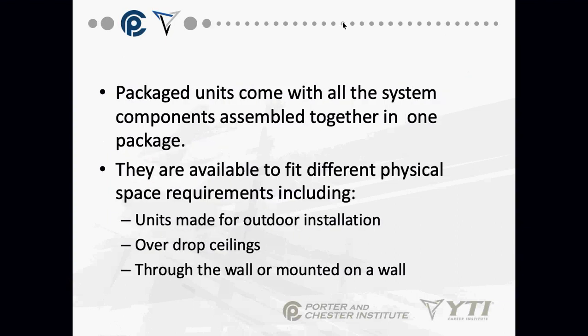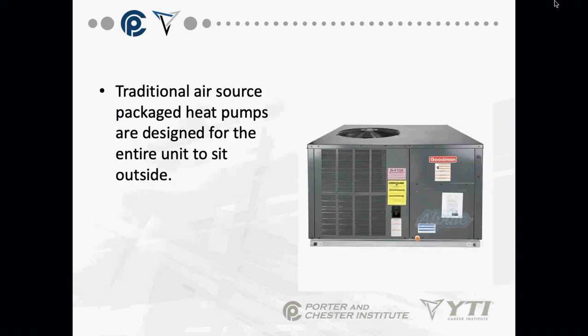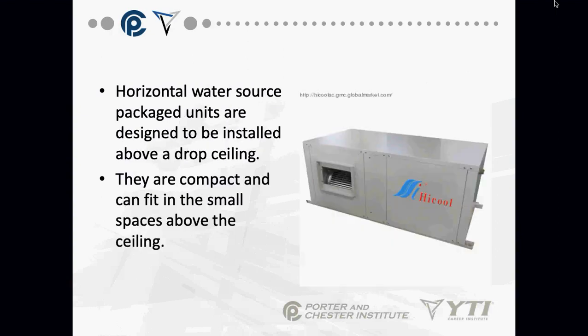Package units come with all the system components assembled together in one package. There are units made for outdoor installation. There are units that install over drop ceilings. There are units that are through the wall or mounted on a wall. The larger ones, the traditional package units, sit outside. They can be on a roof, they can be sitting next to a house, they can be sitting next to a mobile home. That's what I see a lot down in this area. They're sitting on the ground next to a lot of the mobile homes down here. Package unit: the entire unit is designed to sit outside. This is a horizontal water source package unit, again, installed above a drop ceiling.